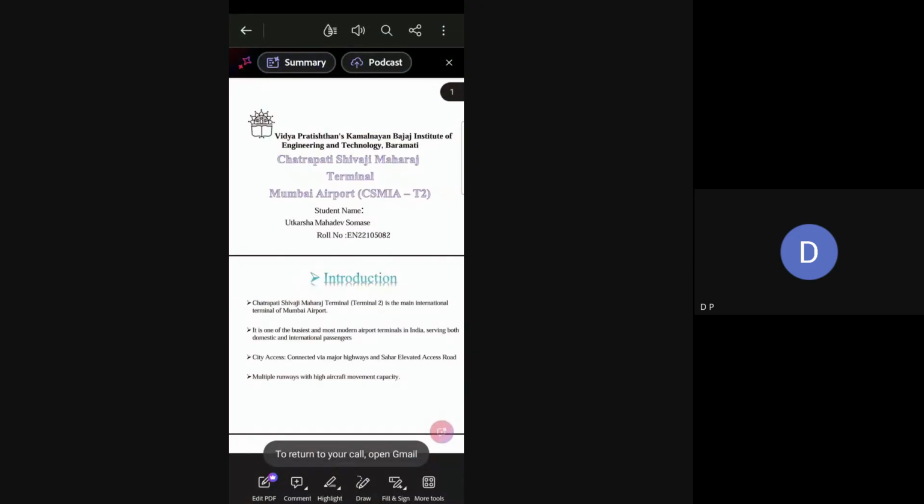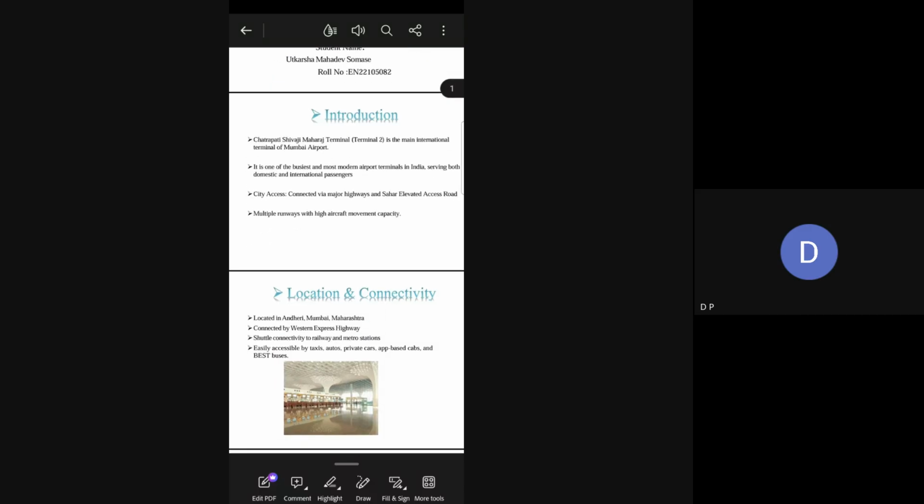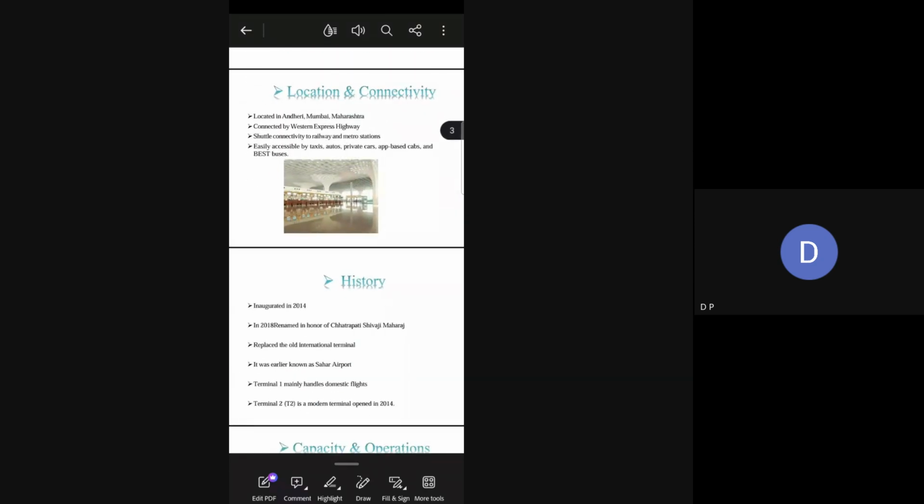My topic is Chhatrapati Shivaji Maharaj Terminal, Mumbai Airport, CSMI Terminal Second. Introduction: Chhatrapati Shivaji Maharaj Terminal is the main international terminal of the Mumbai Airport. It is one of the biggest and most modern airport terminals in India, serving both domestic and international passengers. It has major highway connectivity and access roads, multiple runways with high aircraft movement and capacity.